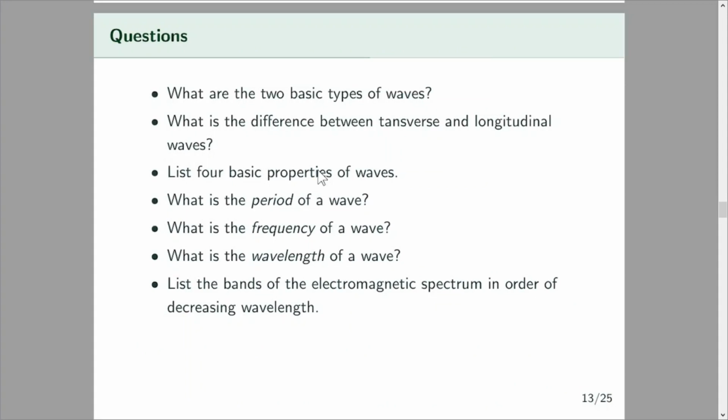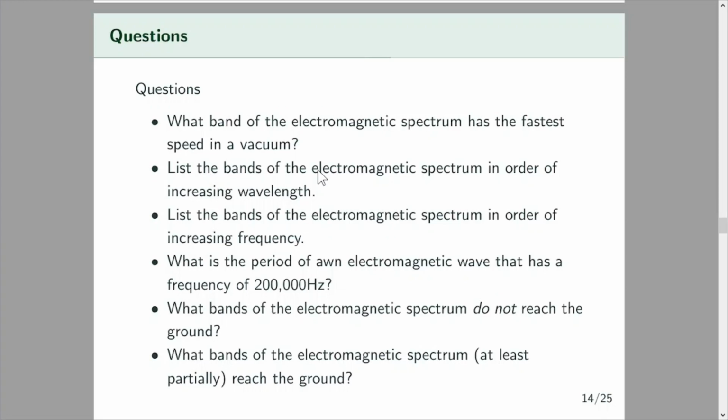So here are some basic questions. What are the two basic types of waves? What is the difference between transverse and longitudinal waves? List 4 basic properties of waves. And what are those basic properties? What band of the electromagnetic spectrum has the fastest speed in a vacuum? That's kind of a trick question.